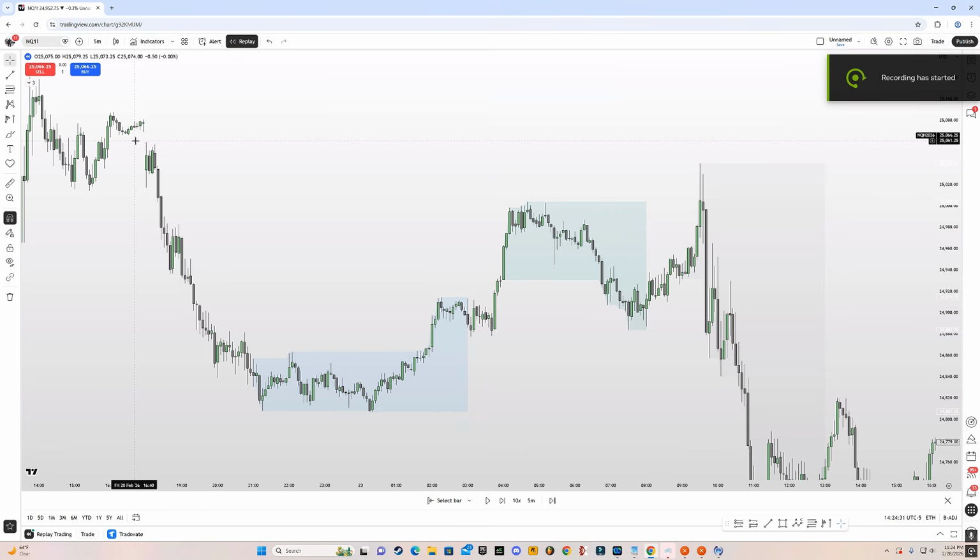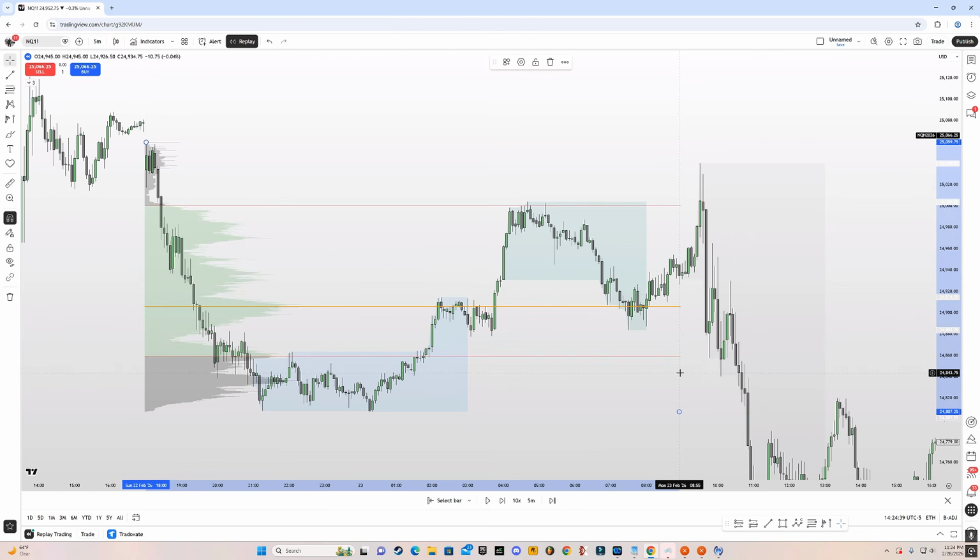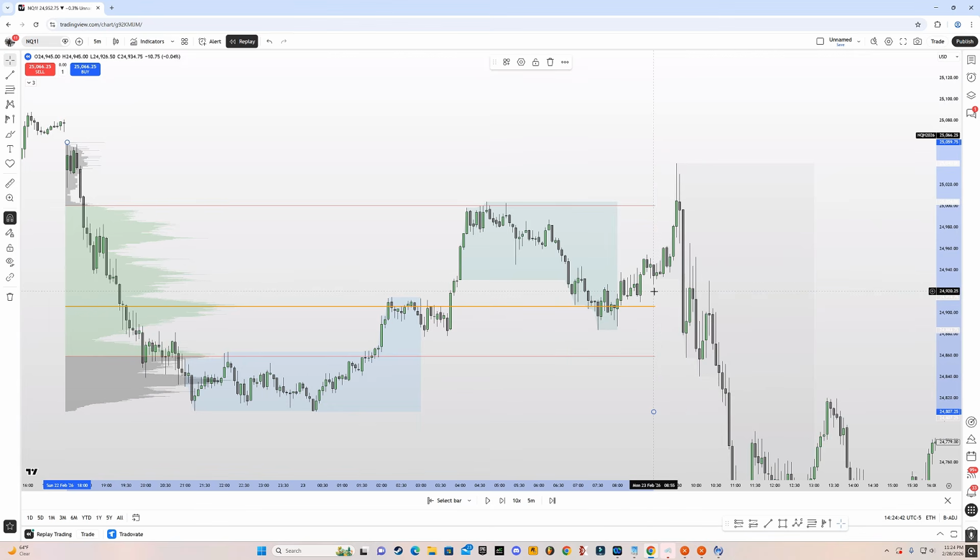All right, guys, here is another example, and that is a crazy trade. So go over here, fixed range volume profile from 18 till 8:55. So what you can see, this is the 9 a.m.